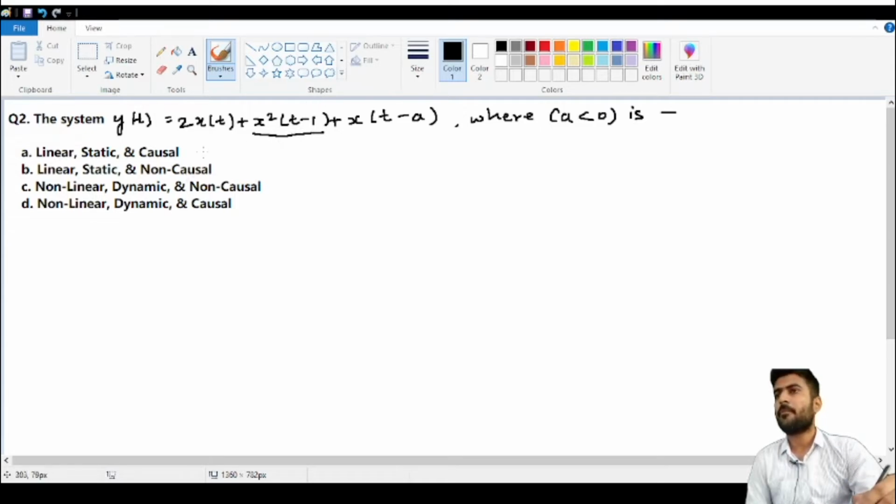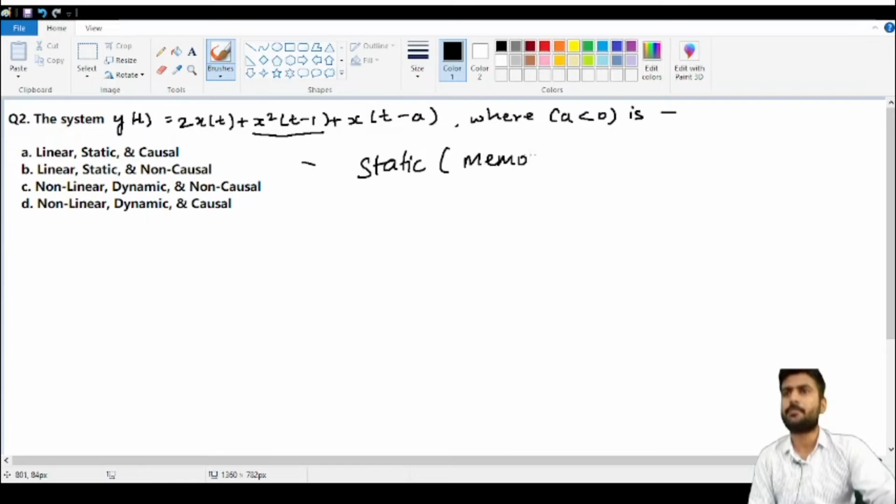Second, for static and dynamic, we have to check whether the system is static or dynamic. For a static system, we know that static systems are memoryless systems. Memoryless means that the output of the system does not depend on the past values. For example, here the output is y(t), and let us say we are supposed to find the output at t equal to 1.